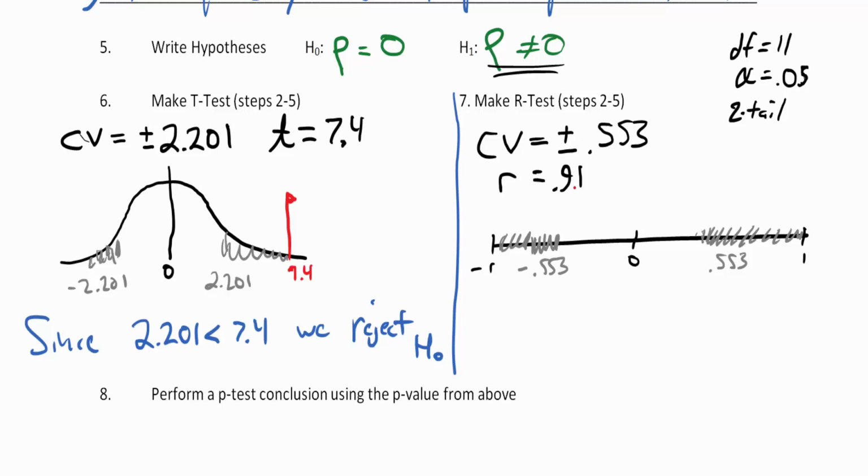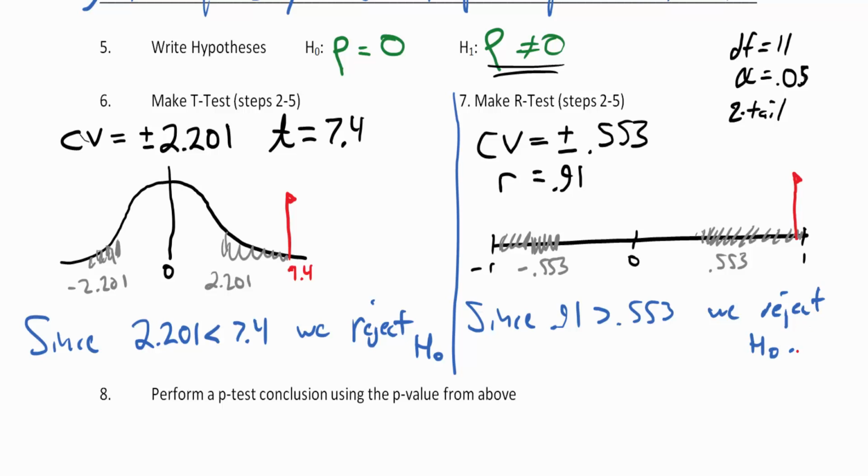But what we're looking for is where to plant our flag. 0.91. Yep, I'm going to plant it right here. There we go. Planting it right there, and that basically tells me I am in the critical region, which means I get to reject the null hypothesis. Since 0.91 is greater than 0.553, we reject the null hypothesis.